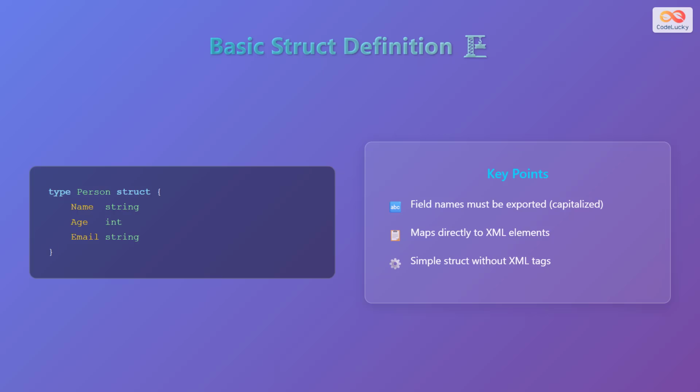To work with XML in Go, you'll typically define structs that represent the structure of your XML data. Here's a basic example. We define a type called person as a struct. The struct has three fields: name of type string, age of type integer, and email of type string. When defining structs for XML processing, remember that field names must be exported, meaning they must start with a capital letter. This allows the encoding/XML package to access and manipulate these fields. Each field in a struct maps directly to XML elements. This is a simple struct without any XML tags. We'll see how to use tags to customize the mapping later.